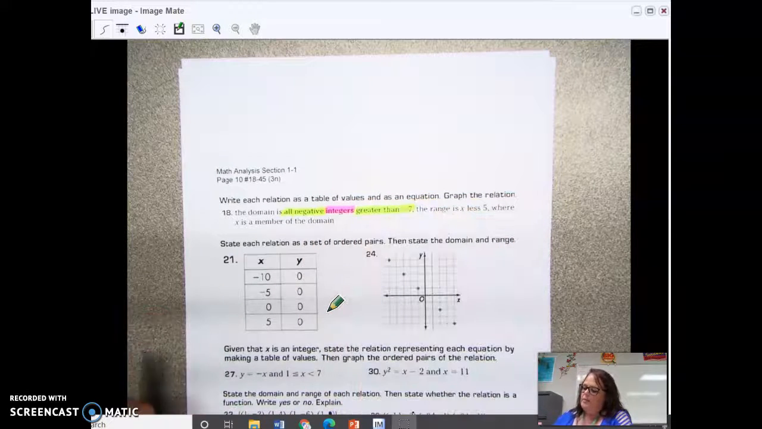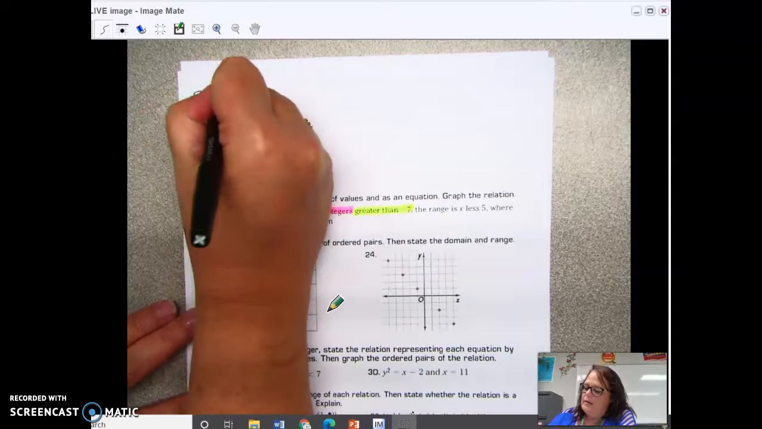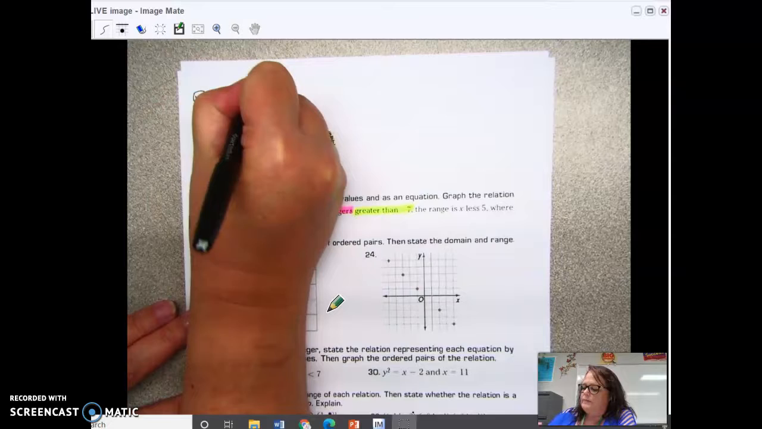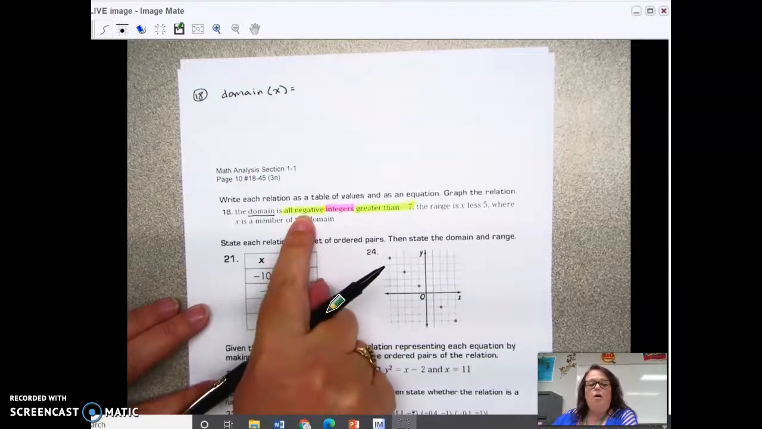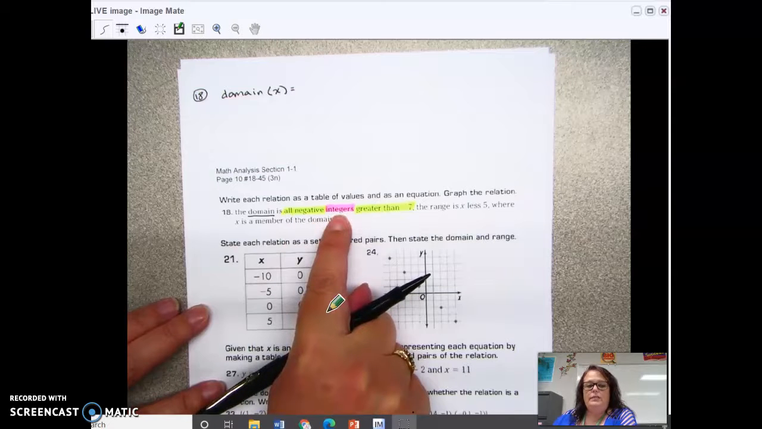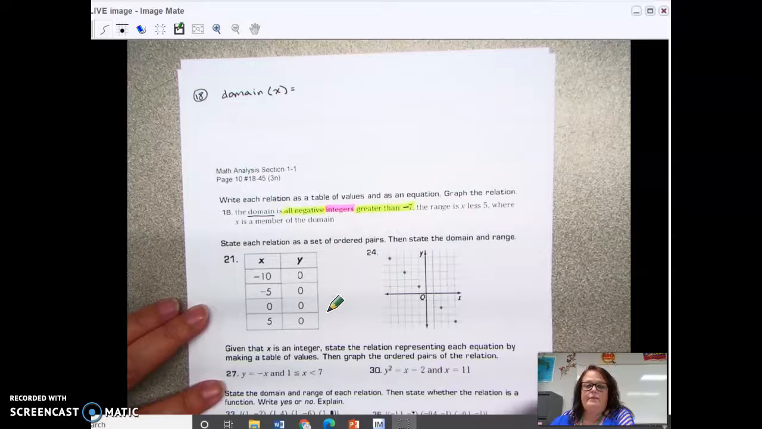So this is talking about domain. If you remember, domain is the set of all x values. So this is talking about my x values. So you want to figure out all of my numbers have to be negative, all of my numbers have to be integers, and all of my numbers have to be greater than -7.